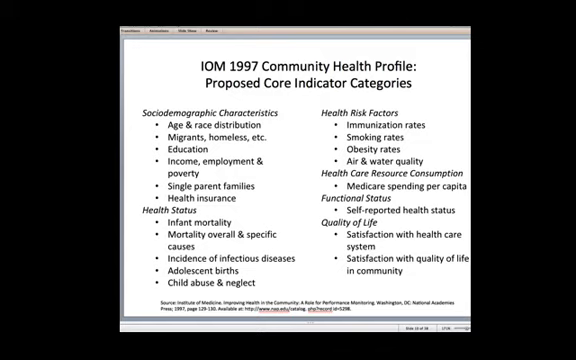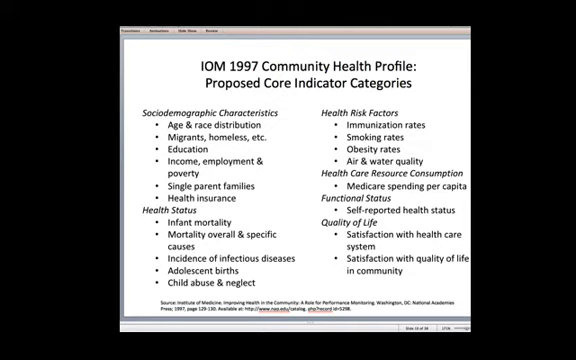The second category is indicators of health status. Examples include infant mortality, overall mortality rates, adolescent births. The third factor is health risk factors. These are things that impact health status and might include both preventive measures such as immunization rates, but also things such as smoking, obesity, as well as environmental quality issues. The fourth category is healthcare resource consumption. One example was provided of Medicare spending per capita.